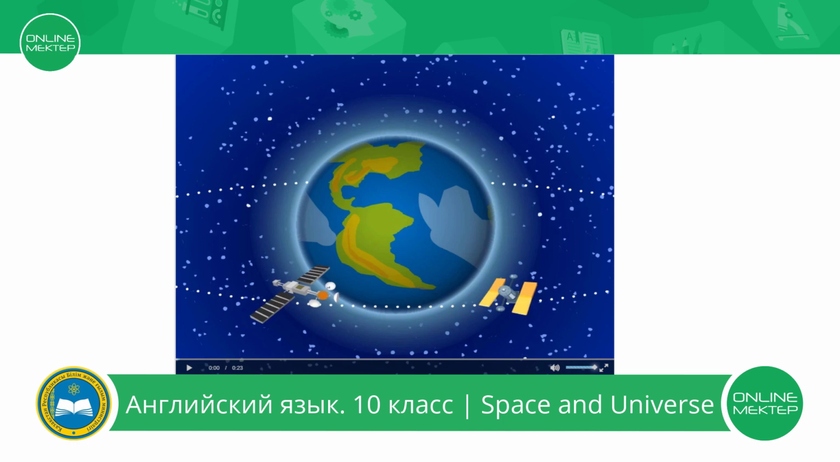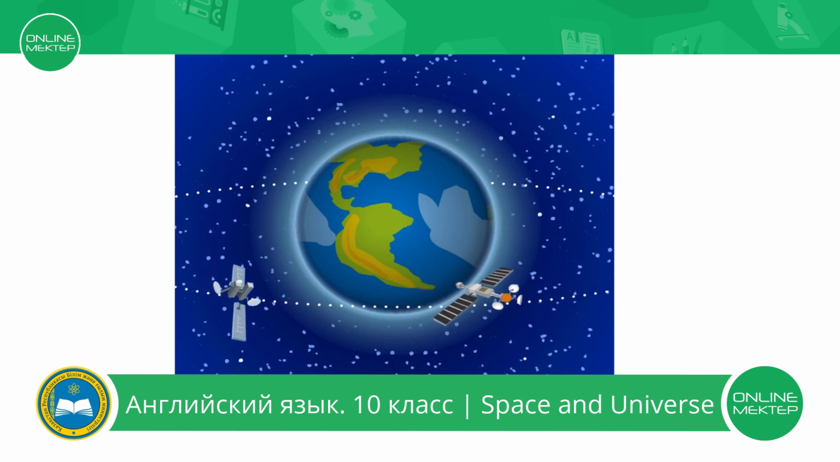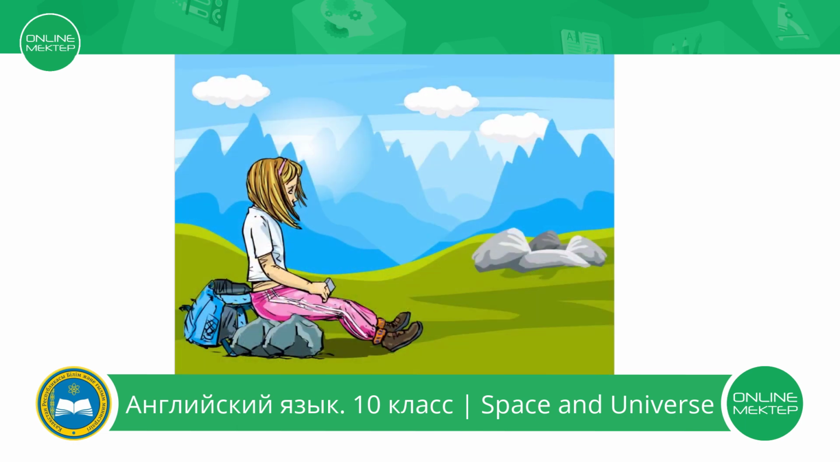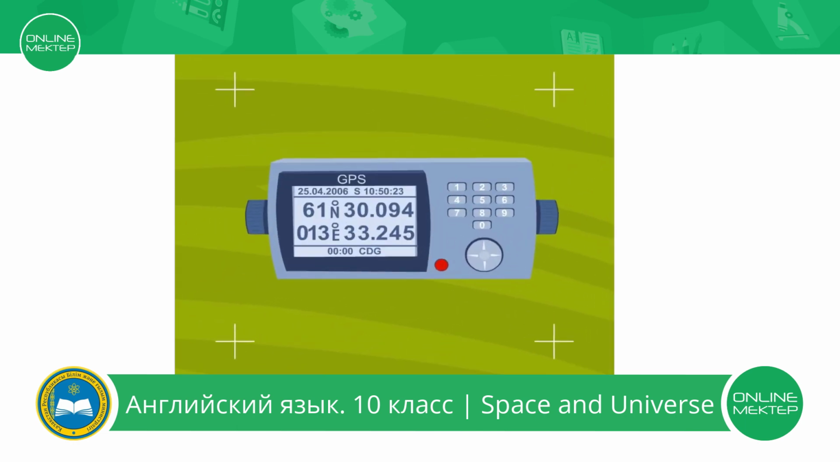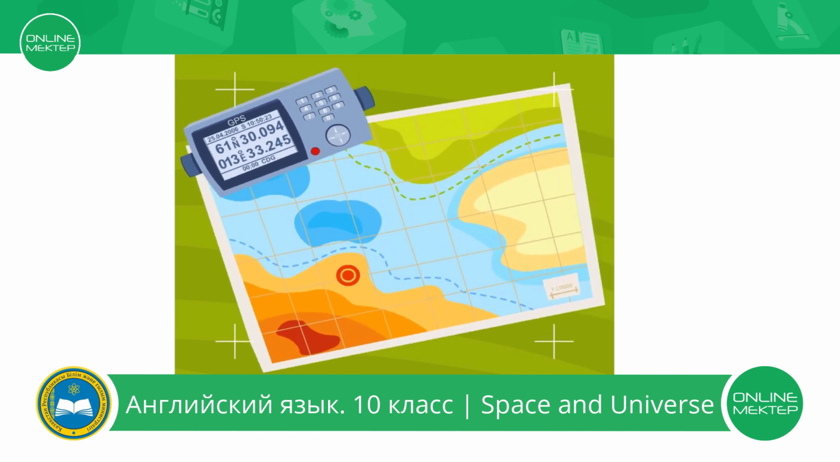Next video is about Global Positioning System, or GPS. GPS stands for Global Positioning System. This is a technology which uses 24 satellites to aid navigation. Signals from these satellites can be detected by handheld or vehicle GPS sets and allow a person's position to be determined anywhere in the world to within a few meters.